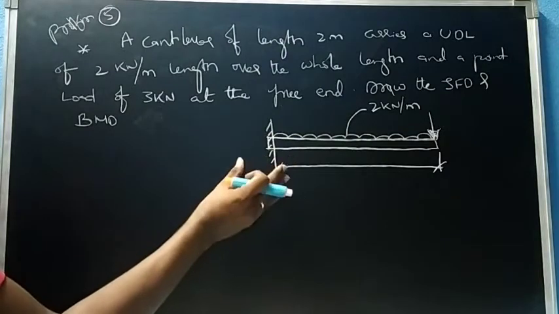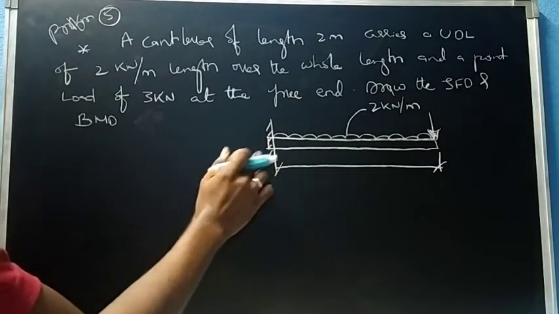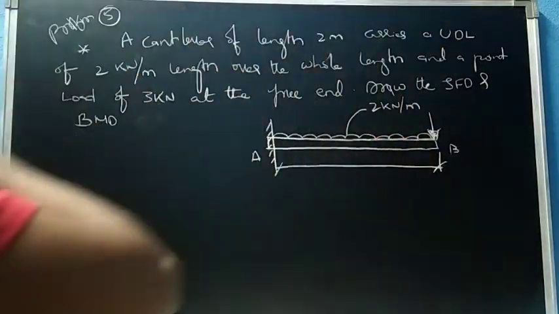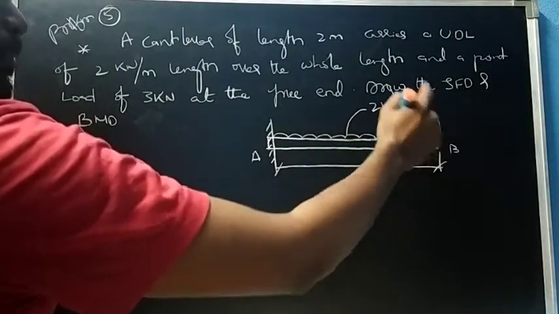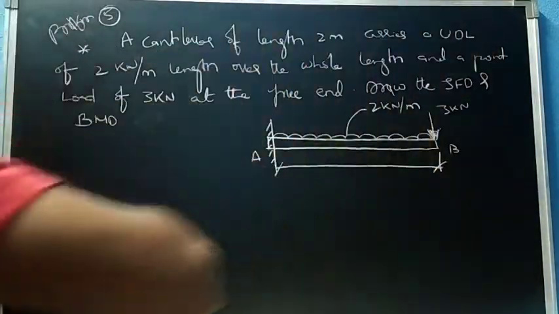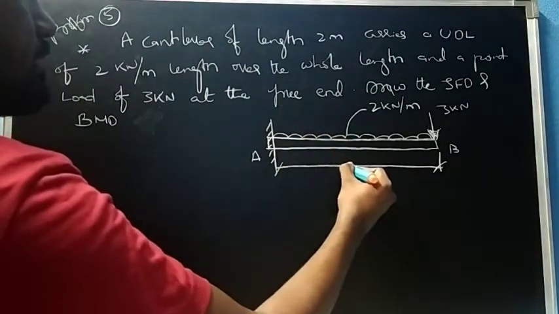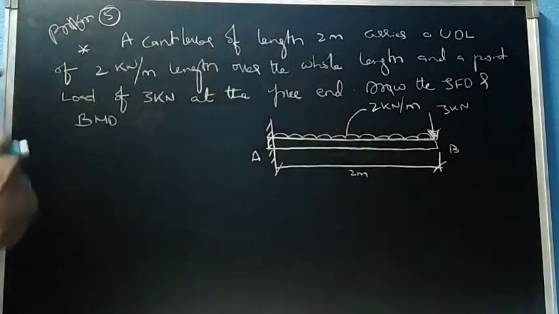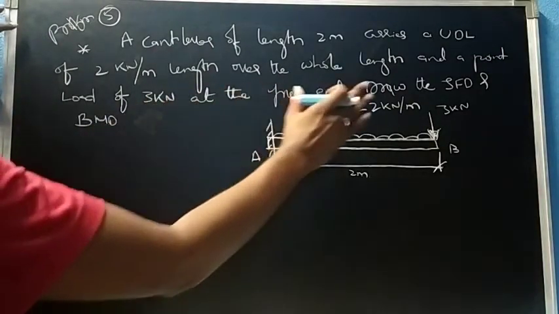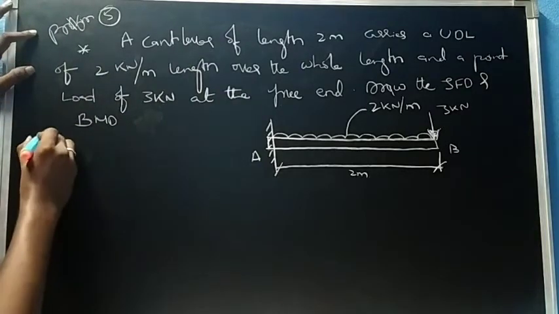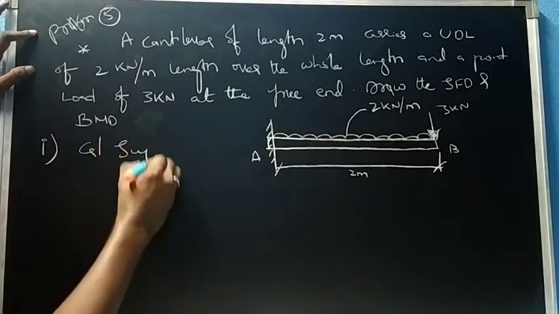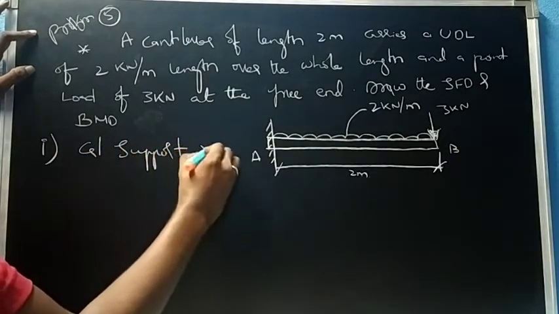So we know that for a cantilever beam, one end is fixed, let's say A, and the other end is free, we call it B. Here there is a point load as well, that is 3 kilonewton. The total length is given, 2 meters. We need to find shear force and bending moment and draw the shear force and bending moment diagrams. So the first step is to calculate support reaction.